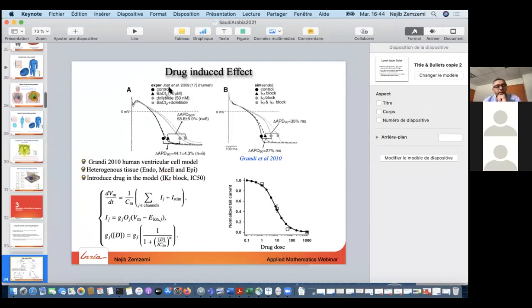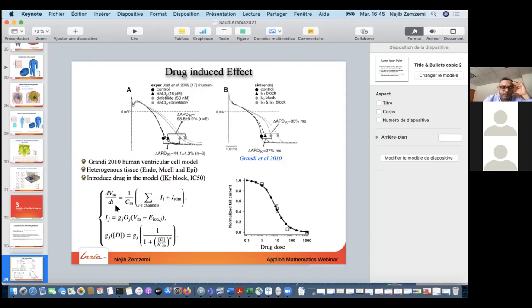This is the work by Just et al. in human. And in the mathematical model, in the dynamic system, they tested an IK1 or IKr block, and they obtained more or less the same behavior. It's a prolongation of the QT interval. And how did they model that? How do they model this blockage, this introduction of the drug?